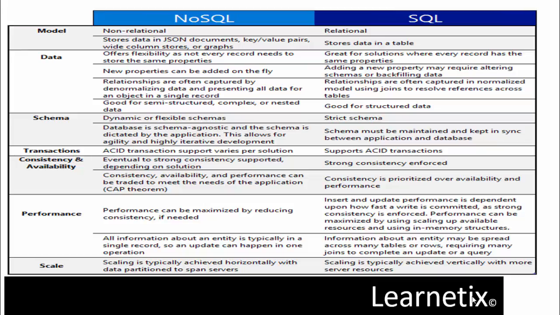The last thing we have to understand to differentiate between SQL and NoSQL is scale. Scaling is typically achieved vertically, with more resources, in SQL. But in NoSQL, scaling is typically achieved horizontally, with data partitioned to span servers, because in the current scenario the price of commodity hardware is really cheap compared to RAM. So NoSQL pays attention to data replication. They are not worried that replicated data will consume space. They are free from that. They are just making the database as flexible and fault tolerant as possible.